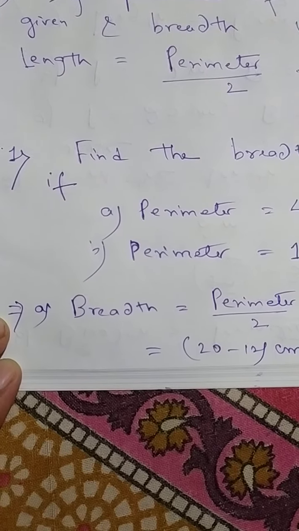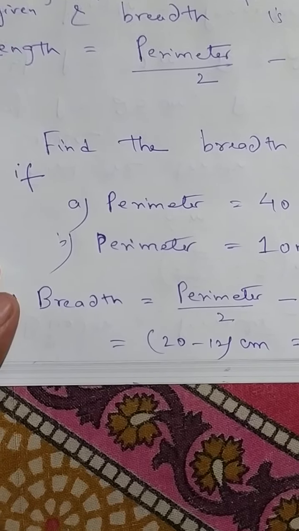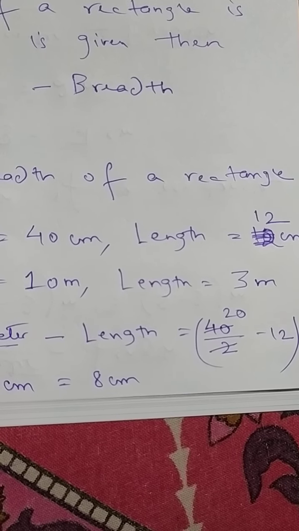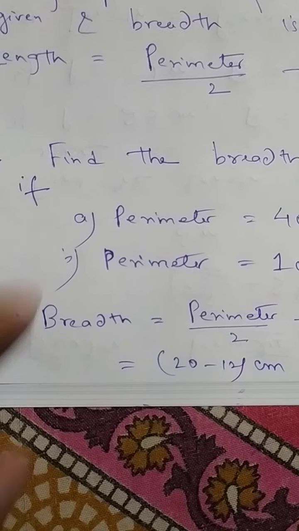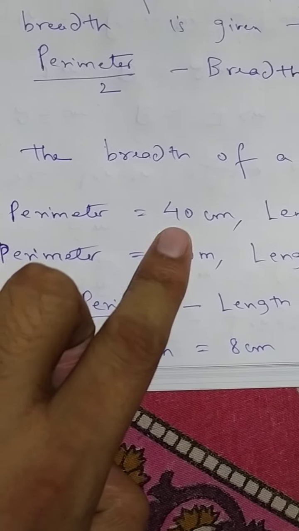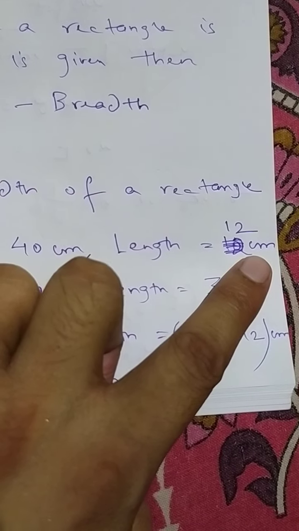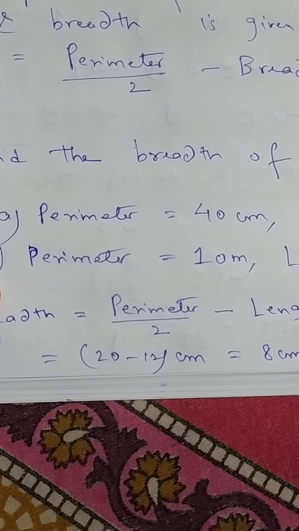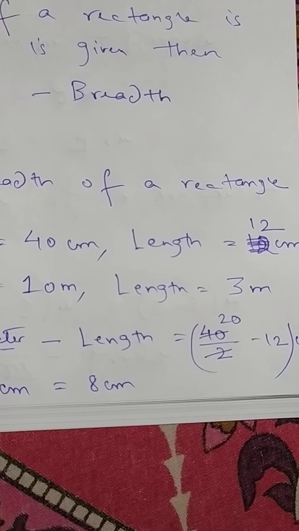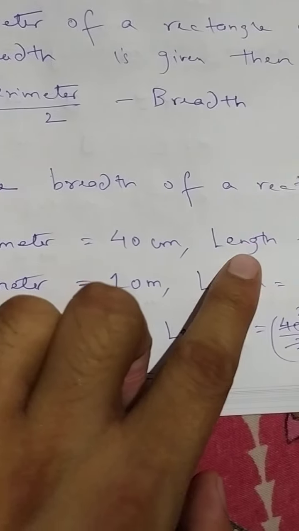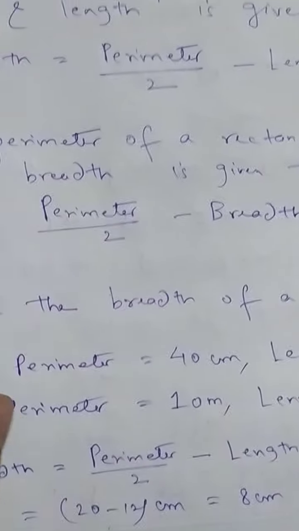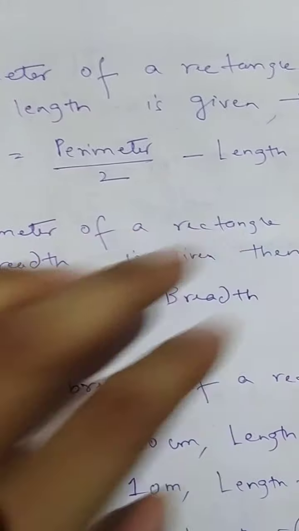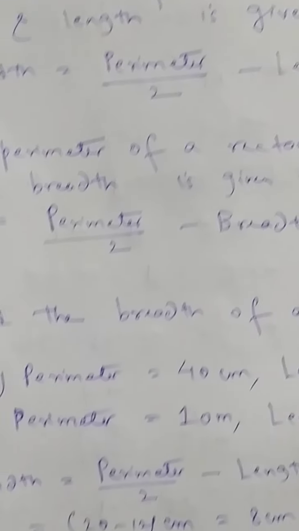So first question, as you can see, find the breadth of a rectangle. There are two parts I have done. Number A, perimeter equals 40 centimeter and length is 12 centimeter. And number B, perimeter equals 10 meter and length equals 3 meter. So perimeter and length are given, you have to find the breadth. So which formula you have to apply? You have to apply the first formula: breadth equals perimeter by 2 minus length. This one. So let's do it.